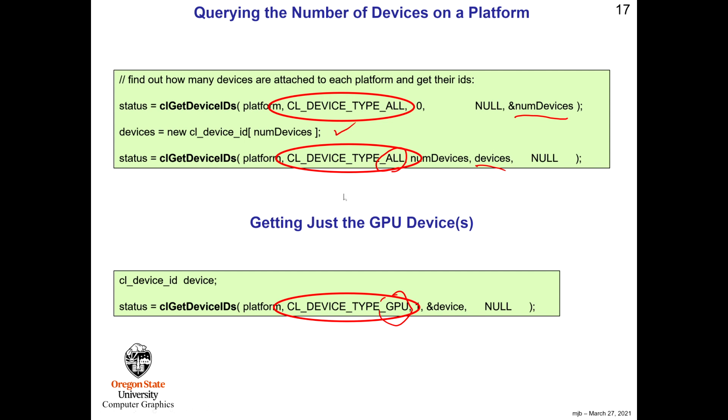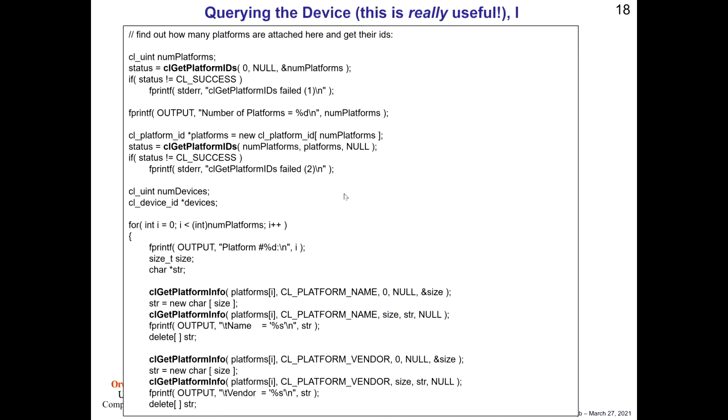you can query what type it is. Is it a CPU device? Is it a GPU device? Okay. And so here's sort of how this works. And this is right out of print info: get the platform ID. Now loop through the number of platforms.